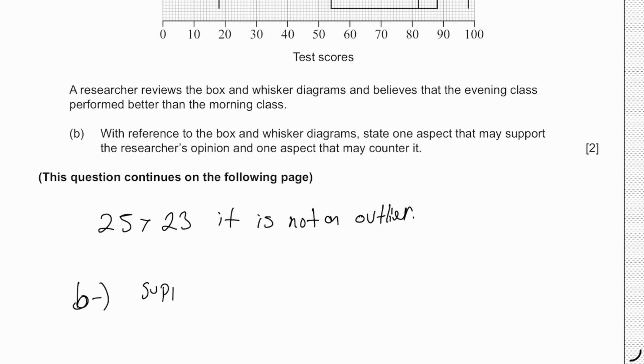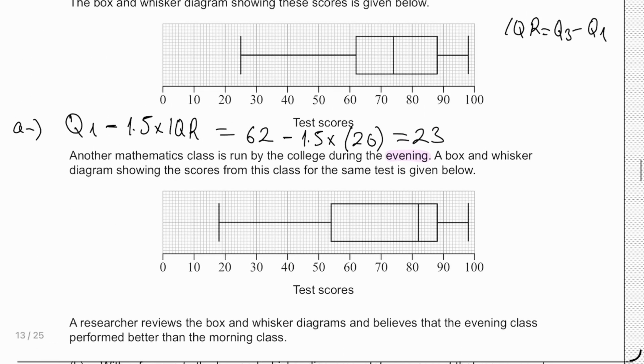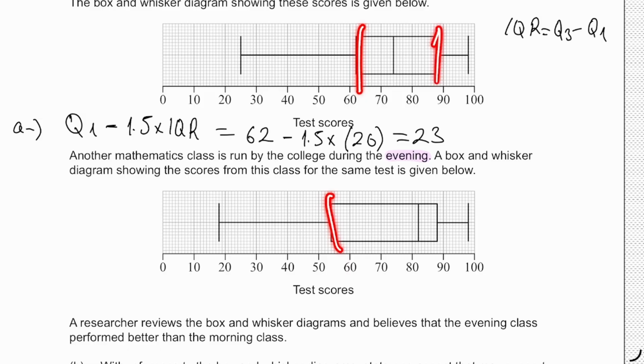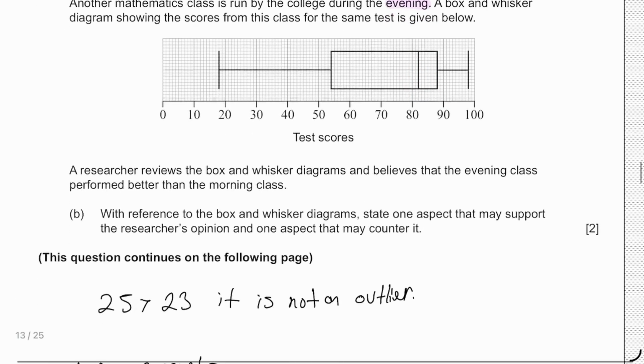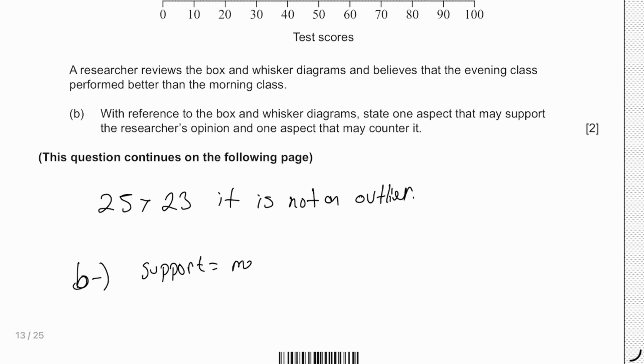Support. Guys, let's look at some values here. Quartile 1. But what I see, the median of this one is higher, so this can support his claim, right? So the median of the evening class is higher.